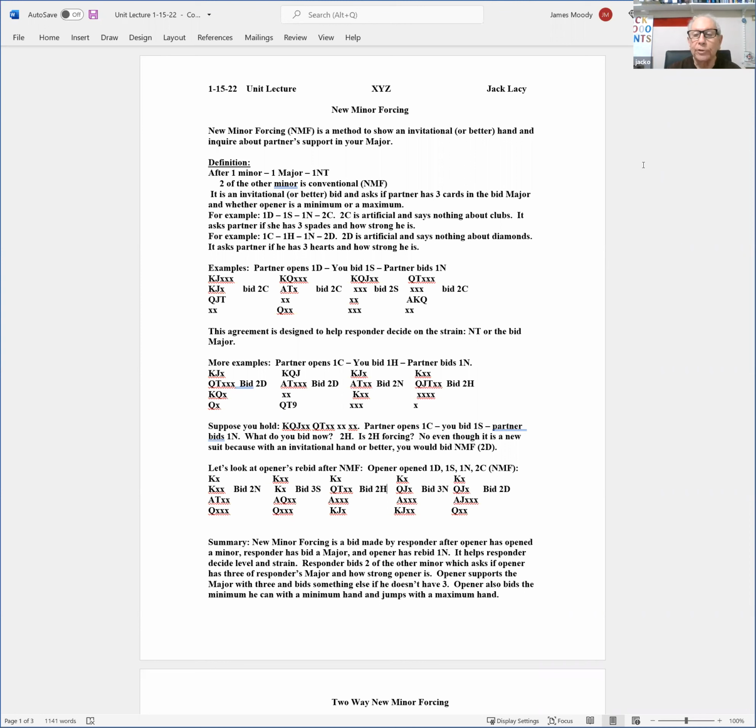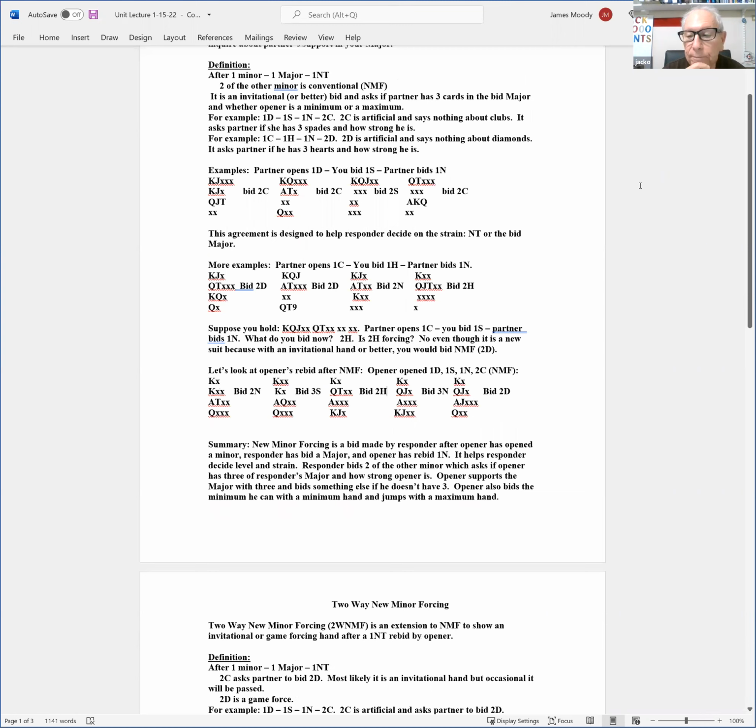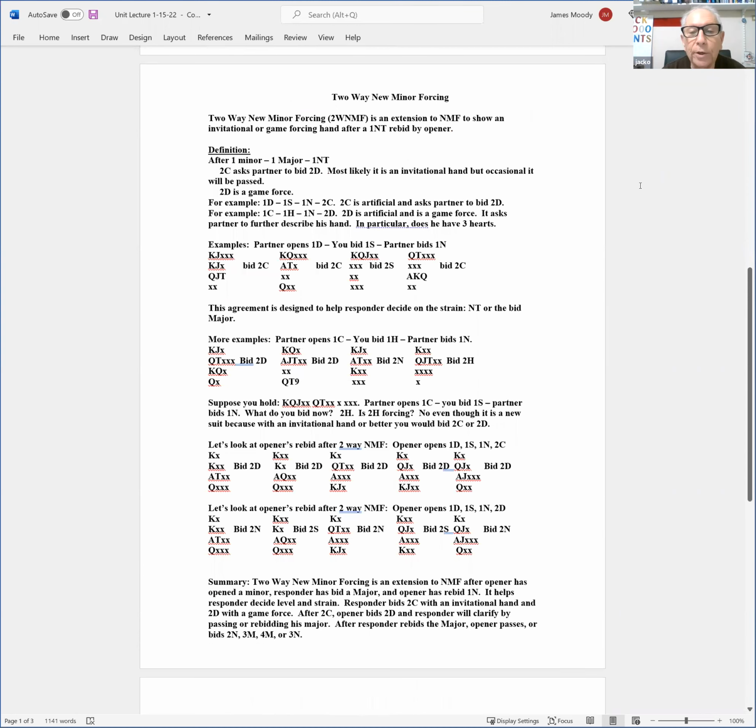All right, so that's new minor forcing. Any questions or comments, observations, or complaints about new minor forcing? Lost. All right, let's go to the next slide, which is two-way new minor forcing.